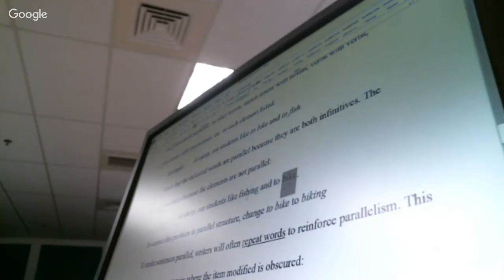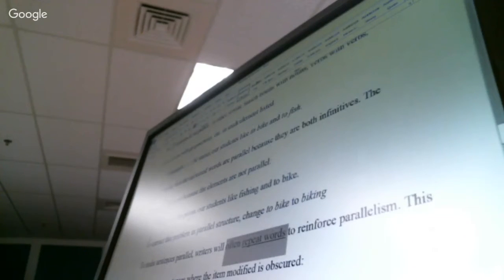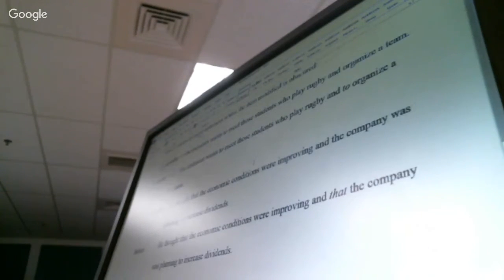Parallel structure means that they're serving the same grammatical function, right? So find the repeatable words in each of these situations, like the 2 and the 2, in order to make items in the series or items in coordination parallel with each other. So if I take a look at my examples down here, right? I write, the instructor wants to meet those students who play rugby and organize a team.